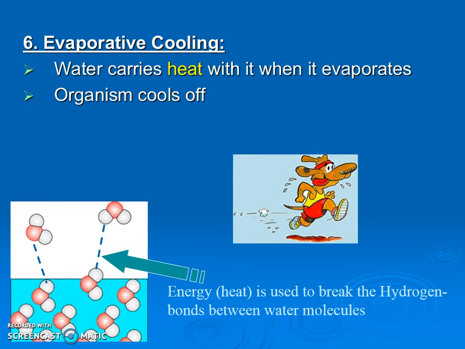Number 6, evaporative cooling. Water carries heat with it when it evaporates. This is what helps organisms cool off. We learned this early in the year because we know when we get too hot, we sweat. That act of sweating uses evaporative cooling to rip water molecules away from each other, and energy or heat is used to break those hydrogen bonds between the water molecules, and it cools us down, which allows us to maintain homeostasis, maintain balance, in this case, temperature. Evaporative cooling helps us stay cool by allowing us to sweat and remove heat from our skin.